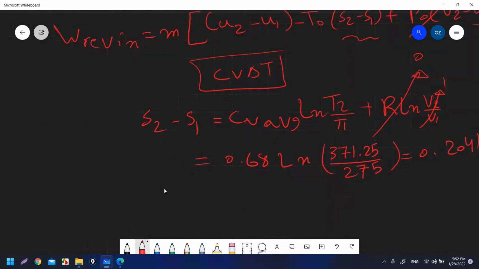Then finally, we'll substitute in the reversible work equation. It will be 1.54.